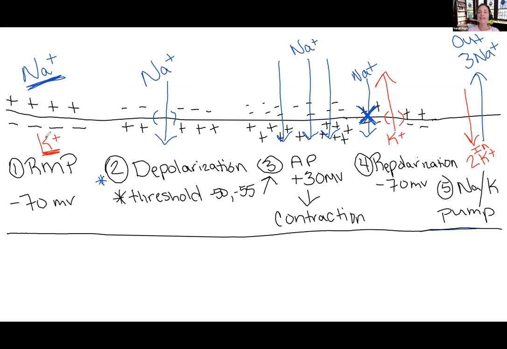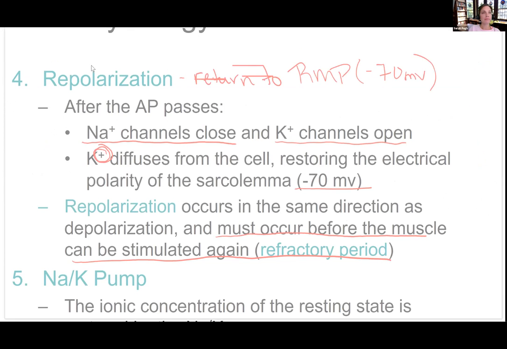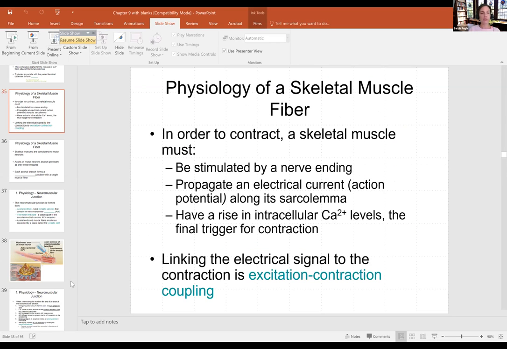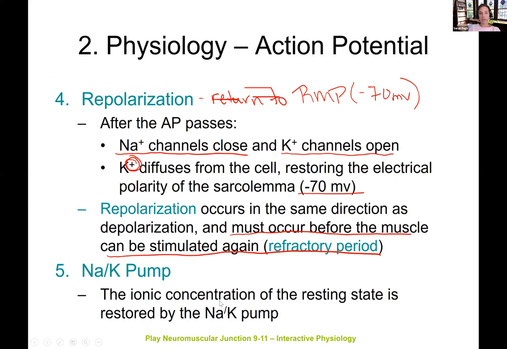So that last step just fixes our ions. We're good in terms of our membrane potential. We're back at -70. We got there during repolarization. We just need to get more sodium out, more potassium in. And that is what the sodium potassium pump does. It fixes our ions. All right, so that's that last step, step number 5, the sodium potassium pump. It just restores our ion concentrations, gets us back to more sodium out, more potassium in.